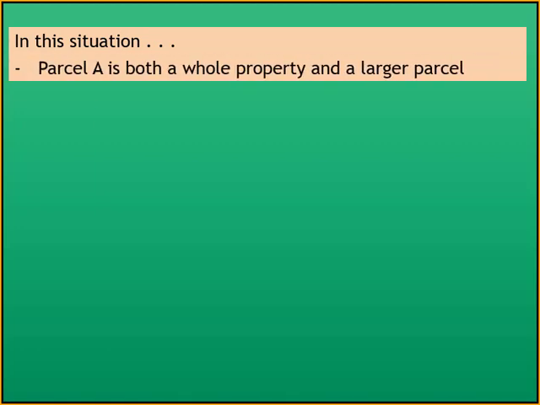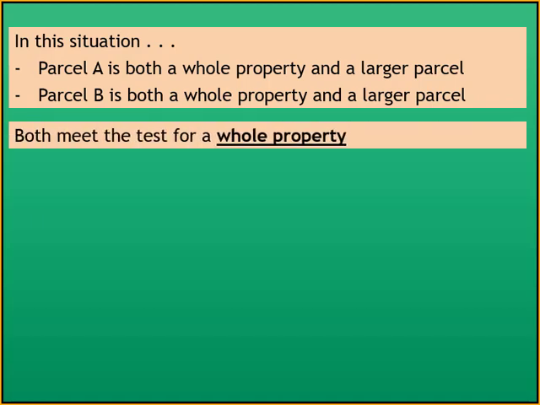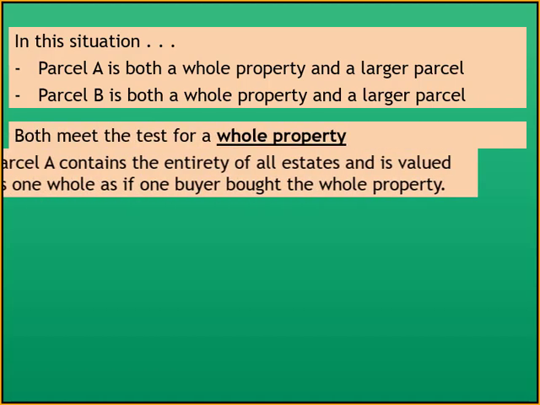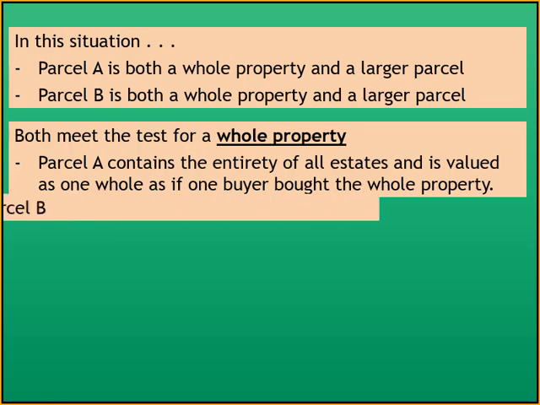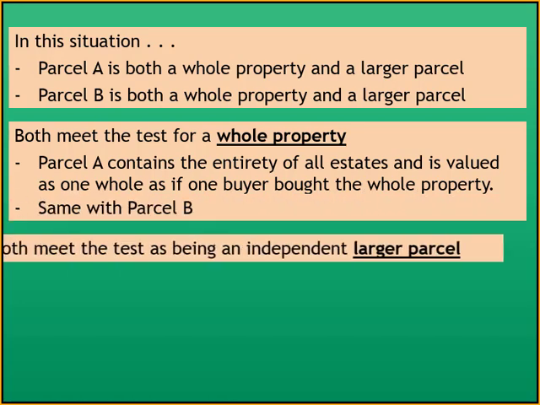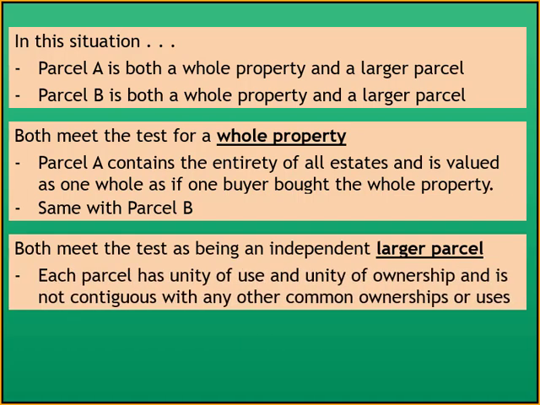In this situation, Parcel A is both a whole property and a larger parcel. Parcel B is also its own whole property and its own larger parcel. Both meet the tests for a whole property. Parcel A contains the entirety of all estates and is valued as one whole, as if one buyer bought that whole property. Same with B. Both meet the tests of being an independent larger parcel. Each parcel has unity of use, unity of ownership, and is not contiguous with any other common ownerships or uses.